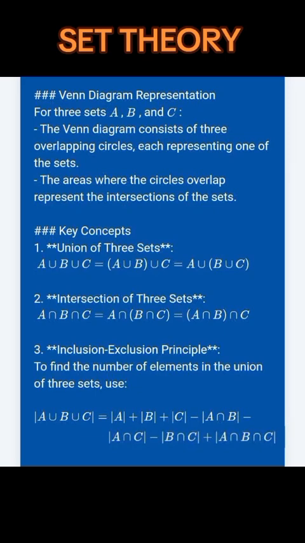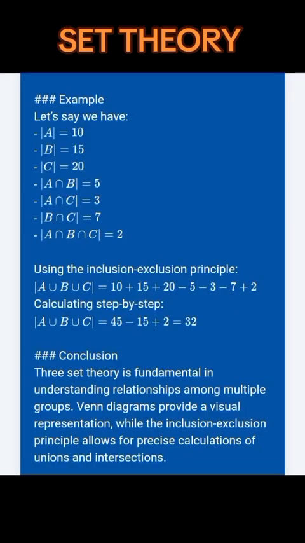Then there is the inclusion-exclusion principle, which is abbreviated as IE principle. We use it to find the union, whereby it says that A union B union C is the same as A plus B plus C, then minus the intersection of A and B, minus the intersection of A and C, minus B intersection C, then plus the intersection of all. Then we have a sample example here.